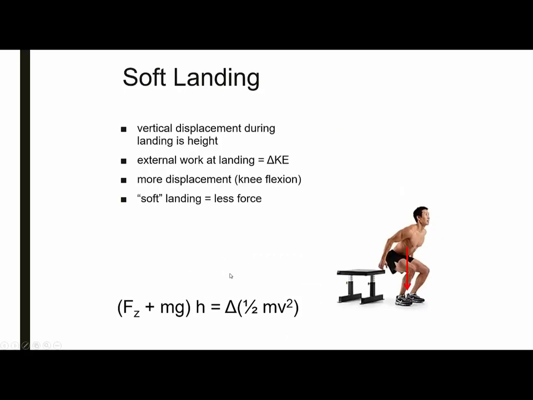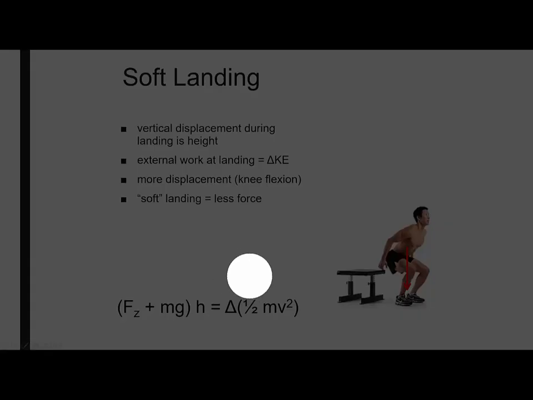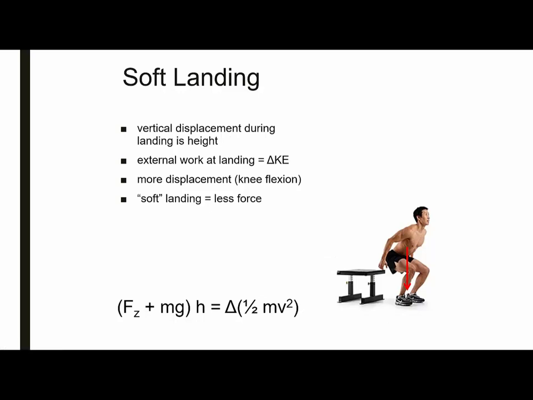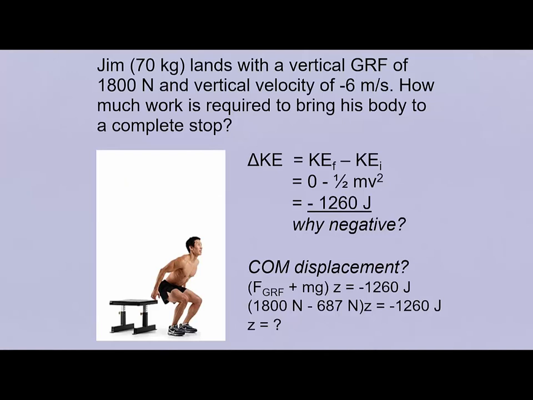So let's take a look at landing. I have here Jim landing from a drop vertical jump, and we can calculate the work required to bring his center of mass to a complete stop using the work energy theorem. Remember, this is 1/2 mass times velocity squared. That's kinetic energy. The change in kinetic energy is simply the final kinetic energy minus the initial kinetic energy. And the best way to explain this is to use an example. So this is Jim. Jim has mass of 70 kilos, lands with a vertical ground reaction force of 1800 newtons and a vertical velocity of negative 6 meters per second. How much work is required to bring his body to complete stop?